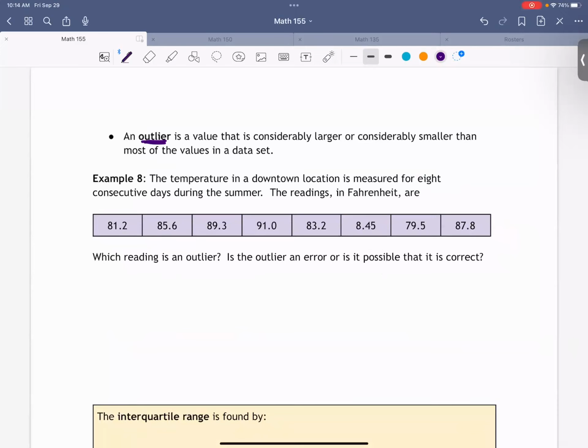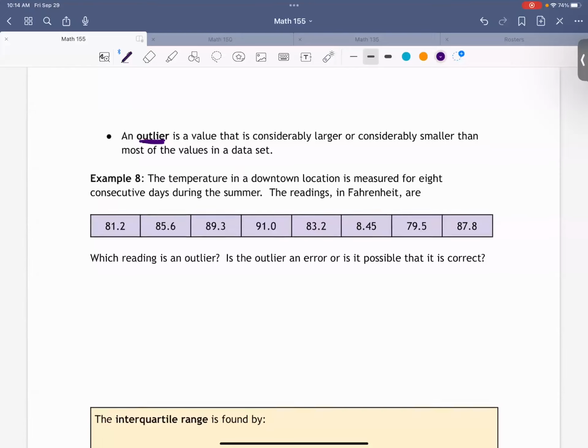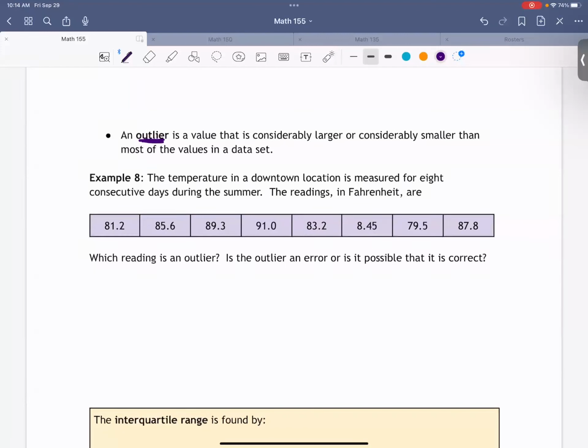So outliers are basically people or things or items or numbers that are considered either really large or really small, so much that they kind of stand out in the data set. They look too big or too small, okay? Here's an example. We have a temperature in a downtown location measured for 8 consecutive days during the summer. Here we have a bunch of readings. Which one do you think is an outlier?